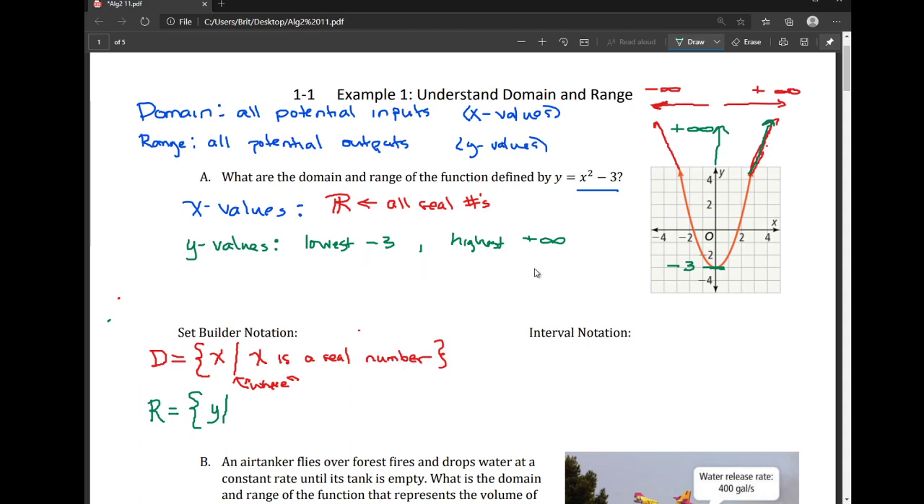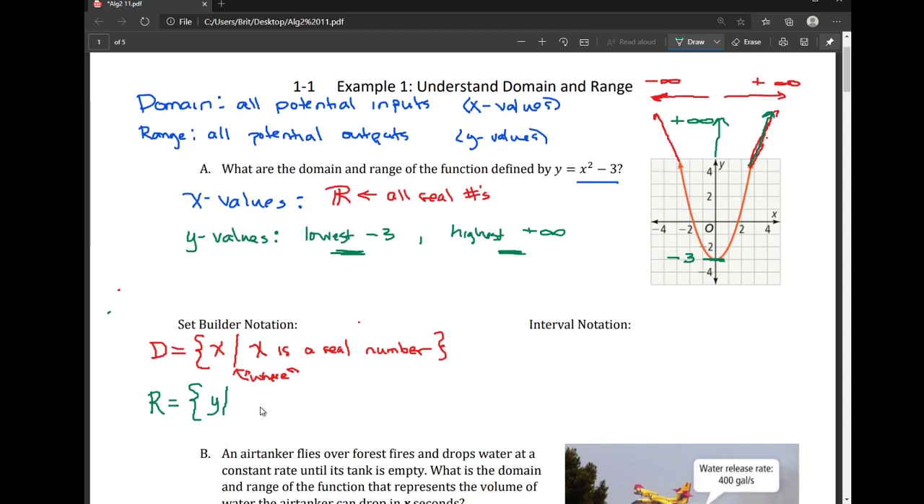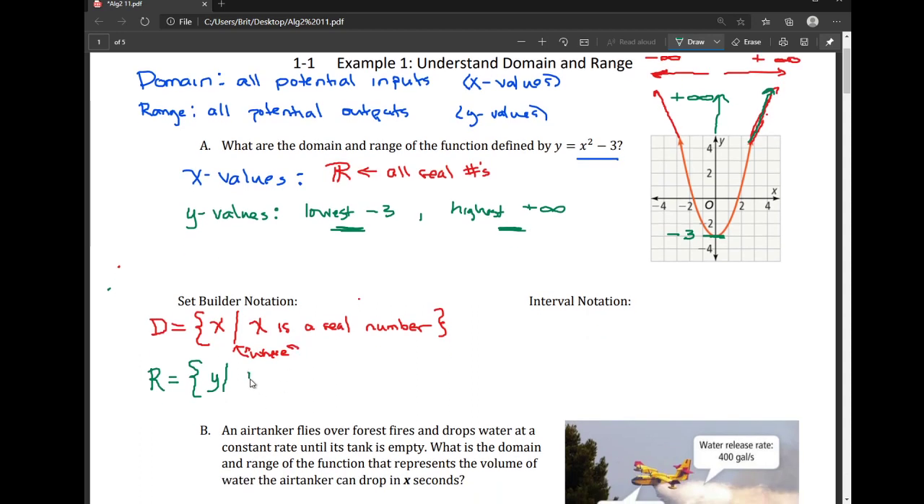But in this case, because there's kind of a lower bound and then it goes on to infinity, that works really nicely to have some kind of inequality. So I'm going to say here that y is greater than or equal to -3. And then I'm going to close that boundary. Alright, because if we think about just what's happening on this y-axis, its minimum value is -3, and then it can go on up towards positive infinity. So that's how we show it in set builder notation.